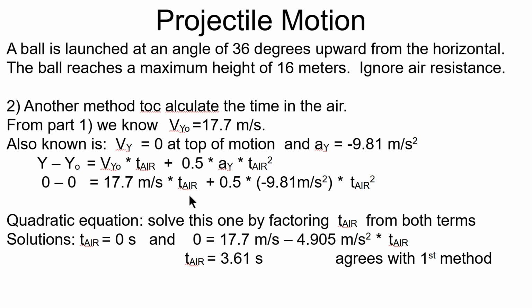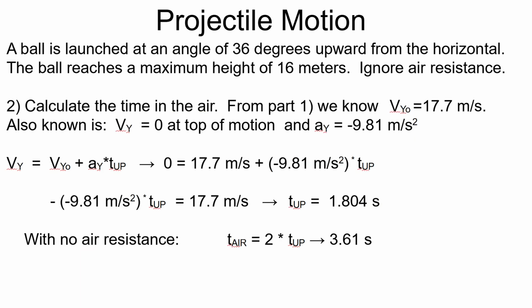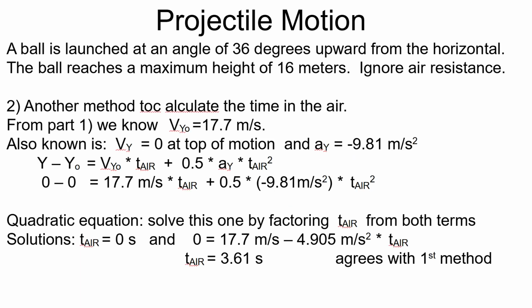And the second one gives us the equation 0 equals 17.7 meters per second minus 4.905 meters per second squared multiplied by time in the air. You can solve this with your calculator. Divide 17.7 by 4.905 and you come up with 3.61 seconds, and not surprisingly it agrees with the first method. I'm going to flip back to the first method. We got 3.61. This method, 3.61.